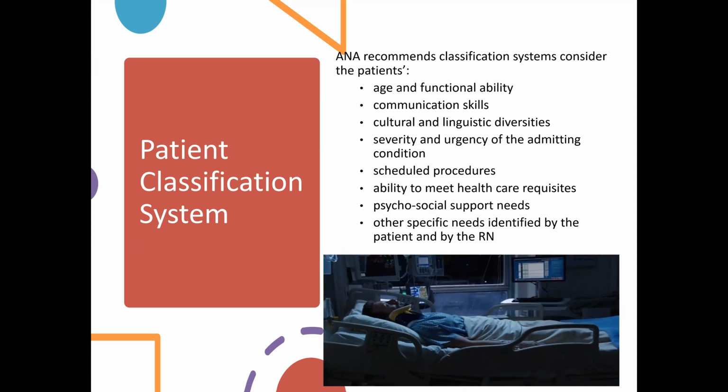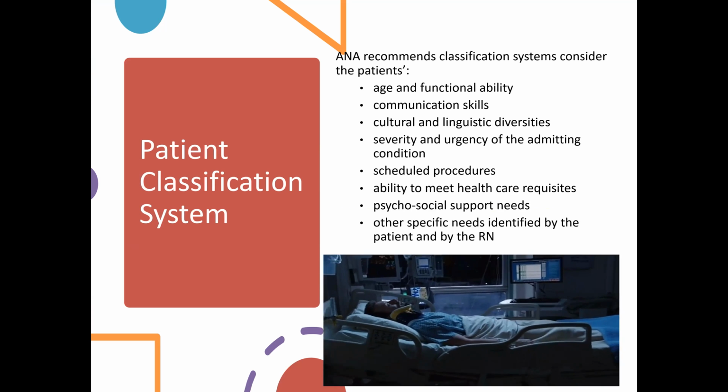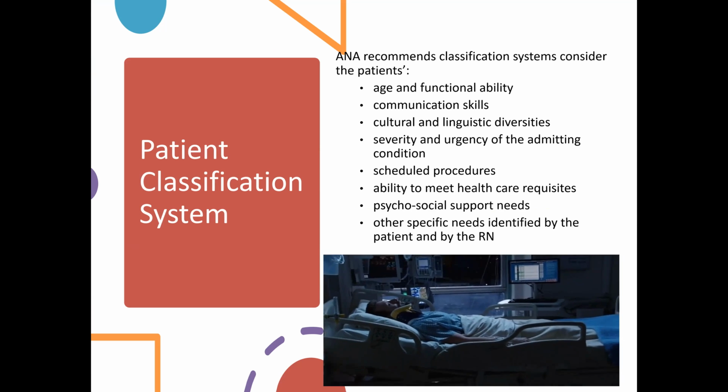So with the patient classification system, the American Nurses Association uses different factors when this is being classified. For instance, the age and the functional ability of the patient. Younger patients tend to need less care than geriatric patients. Younger patients can do their own ADLs or help, depending on their disease process, whereas with the older patients, you may need complete care or assistance, but more assistance than the younger patients.